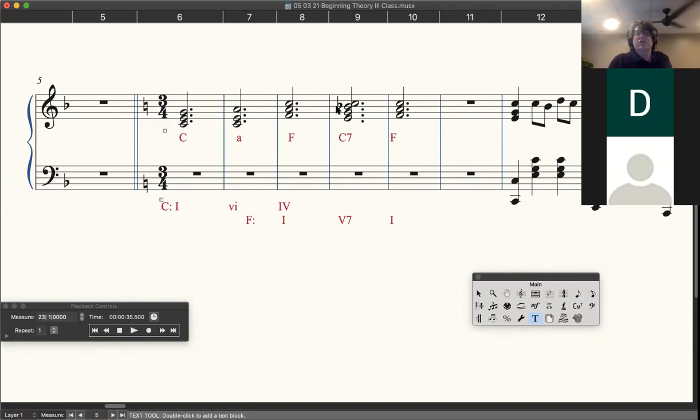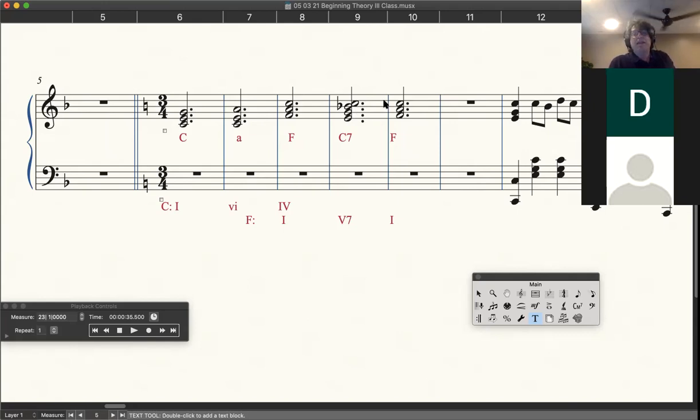So let's look at that again. C, A, and F are all in the key of C. It's a 1, 6, 4. But then I pivot. I say that F chord is a 1 chord in F, 1, 5, 1 in F. And now I'm in the key of F, pretty solidly in F, because 1, 5, 1.